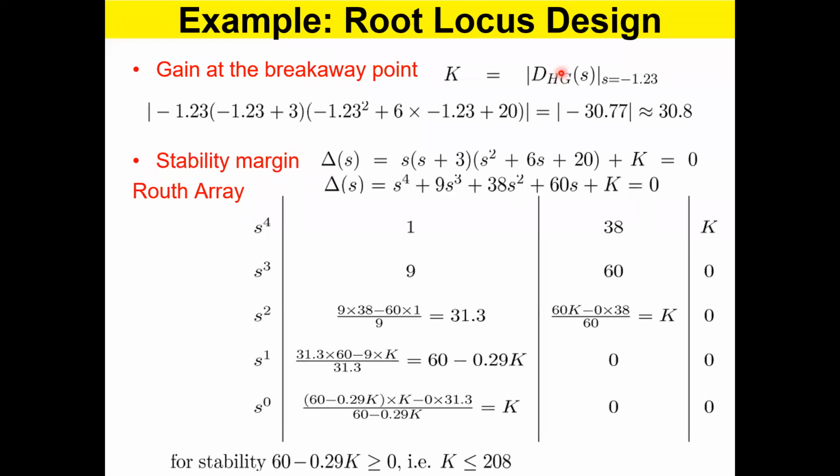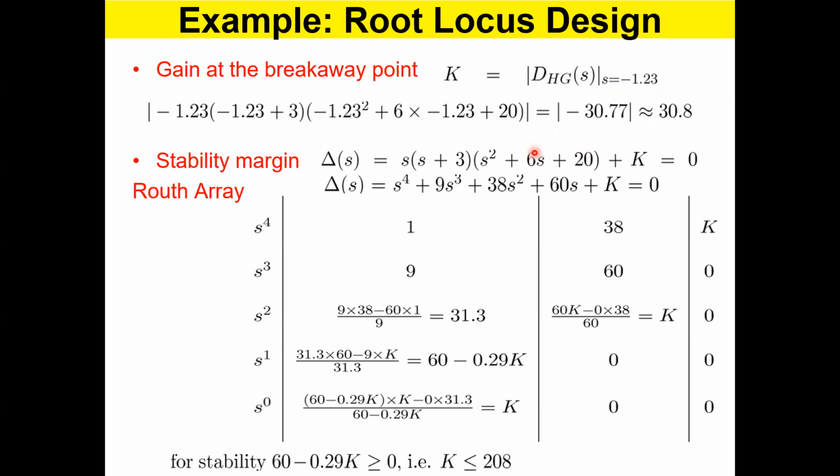Okay, so the magnitude of the denominator is the answer when s equals negative 1.23, right? So this is minus 1.23, minus 1.23 plus 3. This is the pair of conjugate poles. Get the entire magnitude, right? That is 30.77. Let's say 30.8, right?